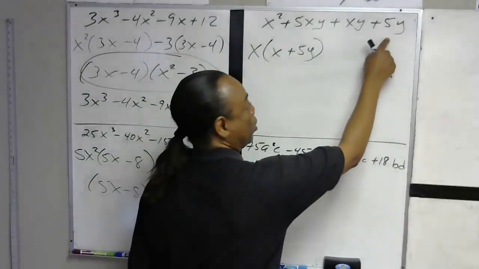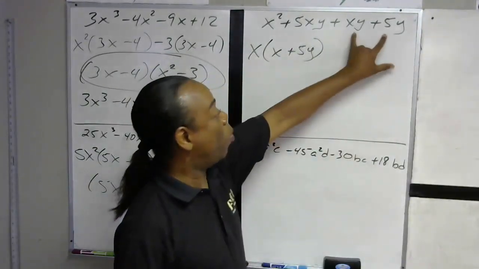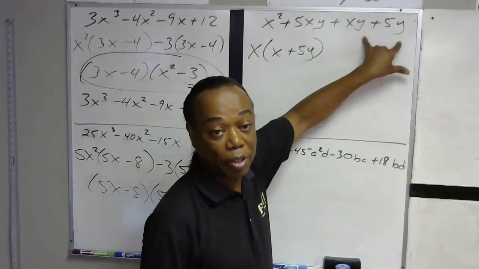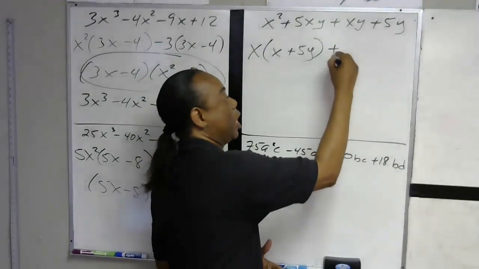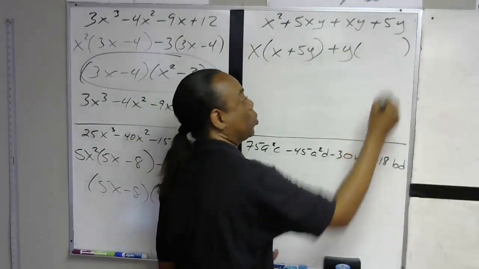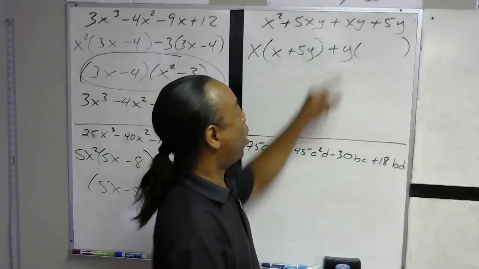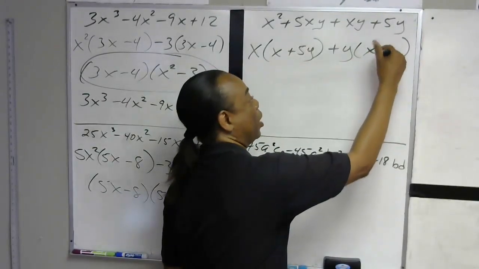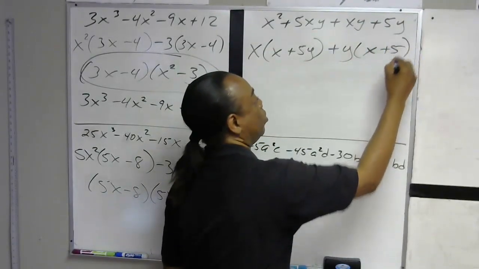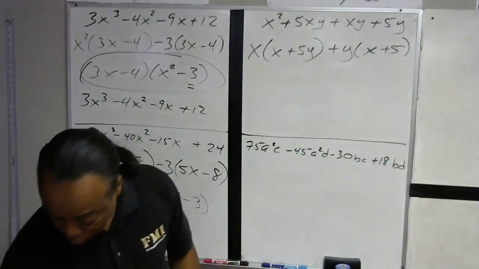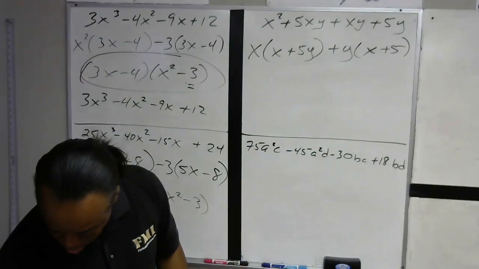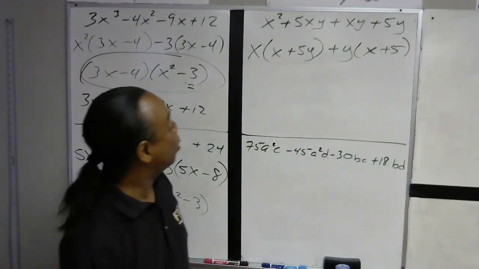Now the GCF for these two right here will be a y. Let's take a y out of both of these, and make sure we say adding on this. And then y times what's left. Divide this by y, it leaves x. Divide this by y, it leaves 5. Let's see. Let me check my numbers. I think I wrote something incorrectly. Yeah, I think I did.